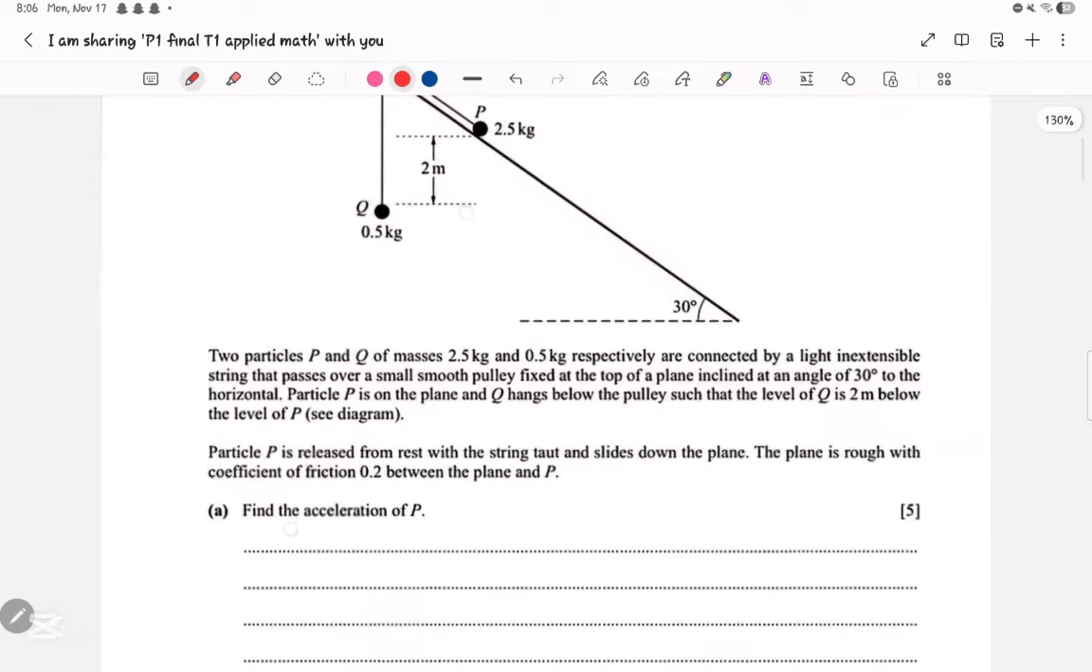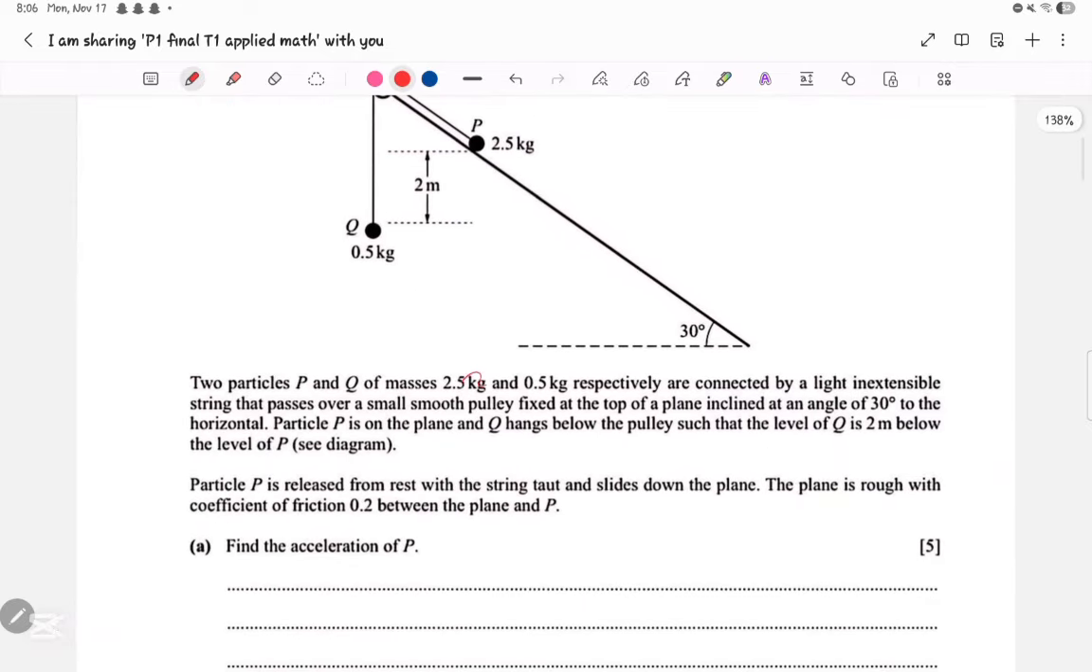So we start with the first question. Two particles, P and Q, of masses 2.5 kg and 0.5 kg respectively, are connected by a light inextensible string that passes over a small smooth pulley fixed at the top of a plane inclined at an angle of 30 degrees to the horizontal. Particle P is on the plane and Q hangs below the pulley such that the level of Q is 2 meters below the level of P.